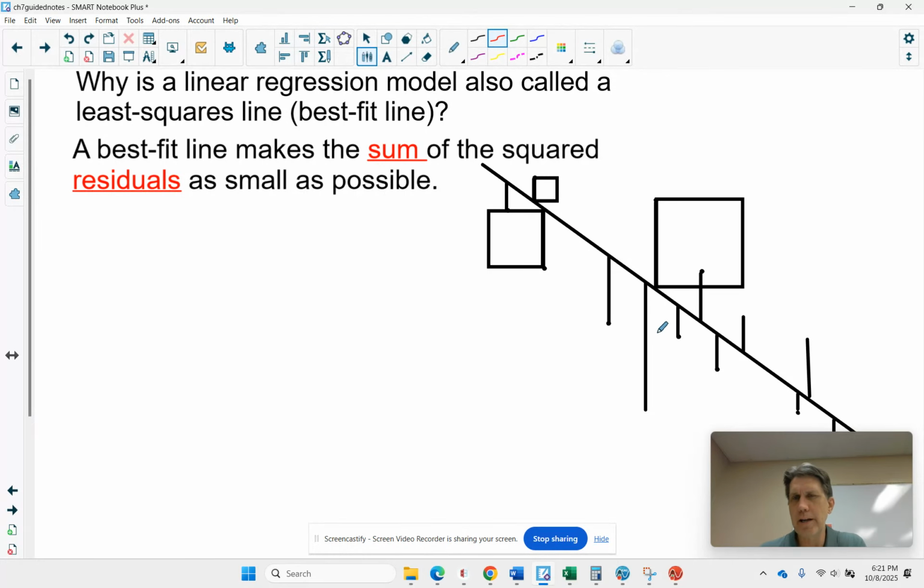Because when you draw in all the residuals, every single residual, if I draw to this dot and then I make a square, the best fit line makes the sum of all these squares as small as possible.